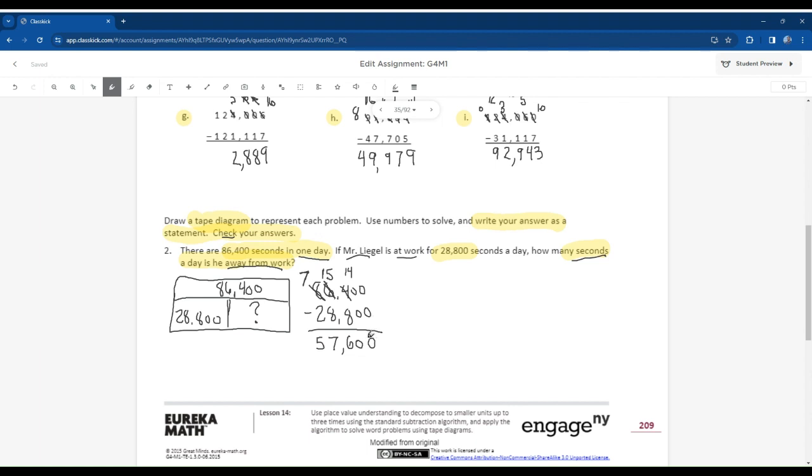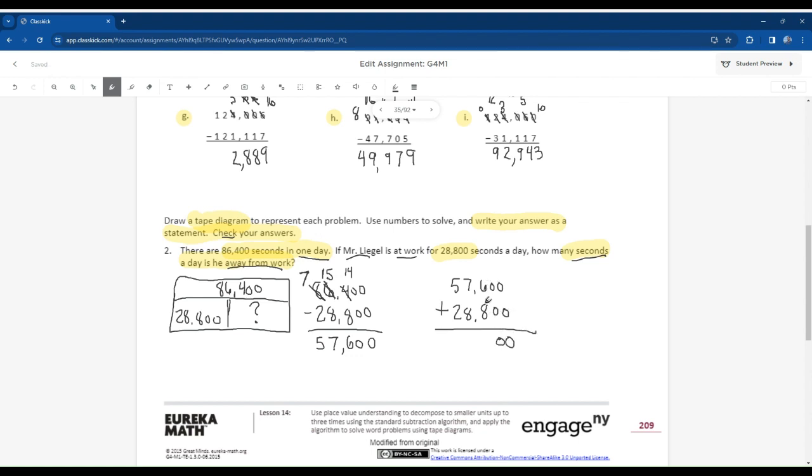So again, we can check our subtraction using addition. So if I take 57,600 seconds, which is the time he's spending, we just found, away from work, plus the time he is spending at work, that should give us his total amount of time in one day, which is 86,400 seconds. So let's add 28,800.